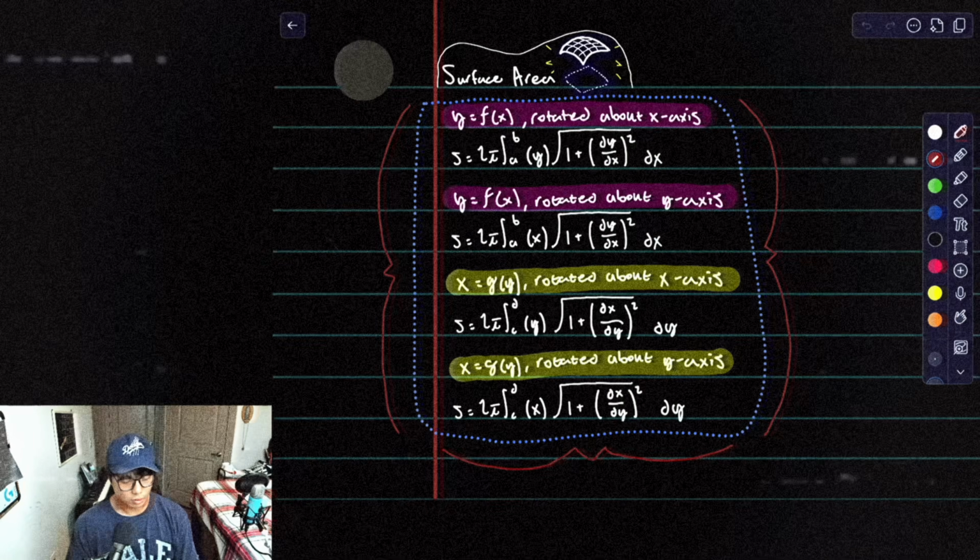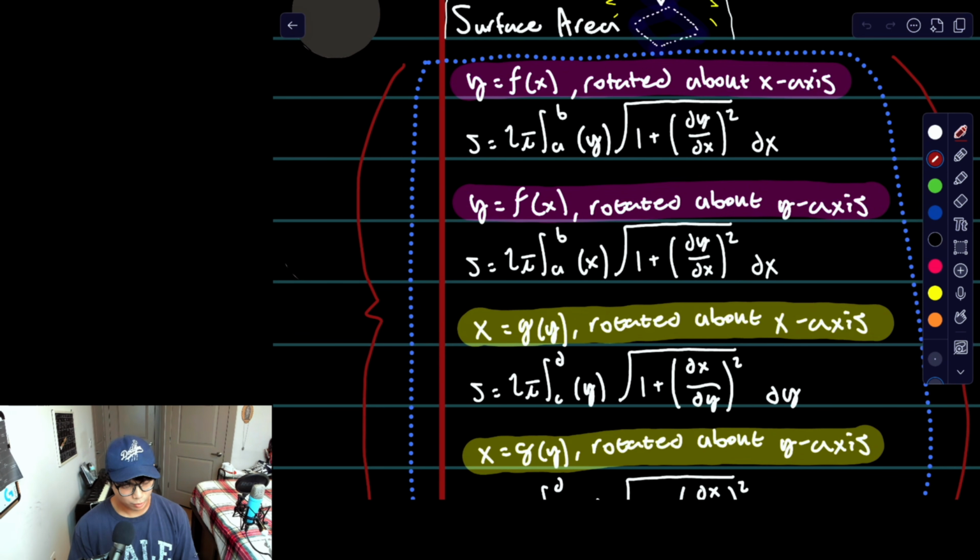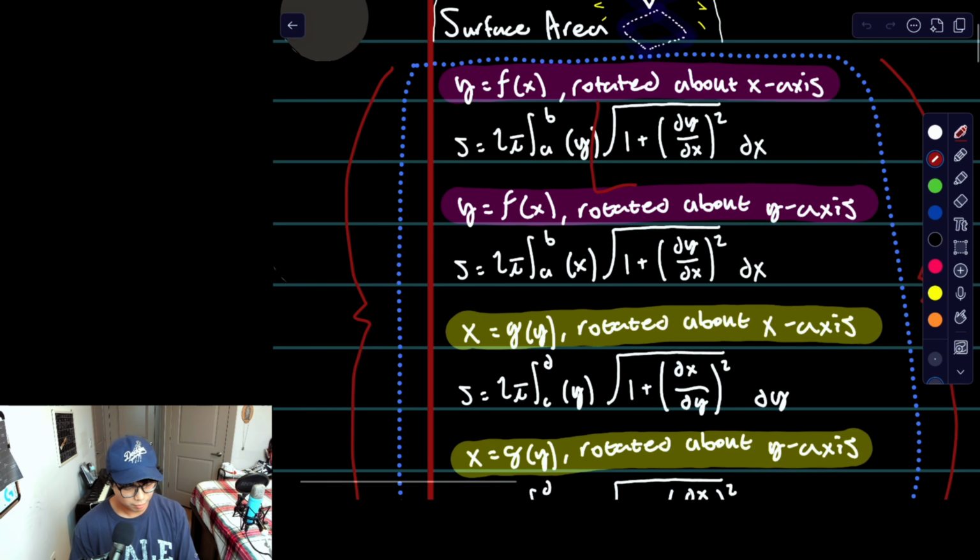Today's video is going over surface area, and if you thought arc length was anything close to disk and washer method, this is basically just shell method except one slightly varied step, which is the square root of 1 plus dy over dx squared, or it could be dx over dy squared as well, depending on which you're rotating about.